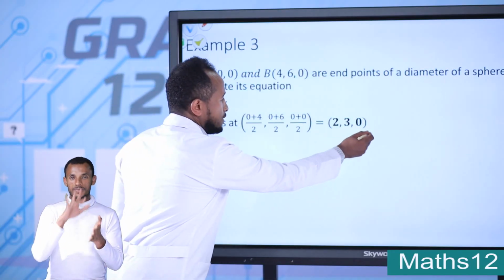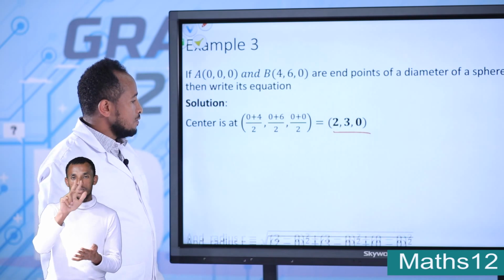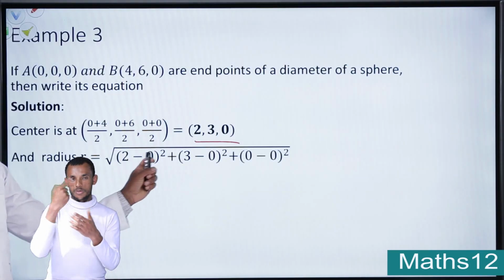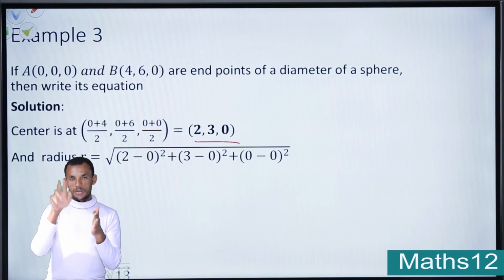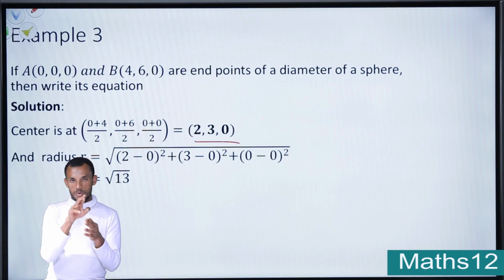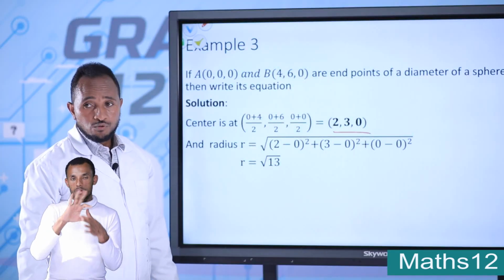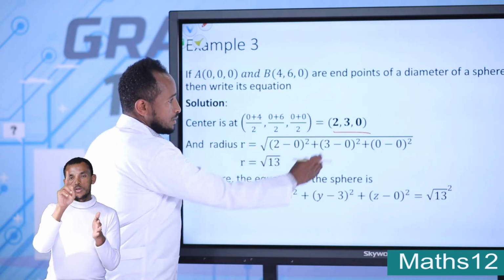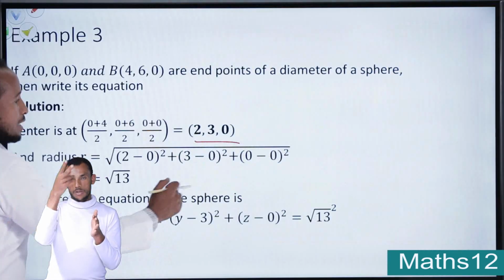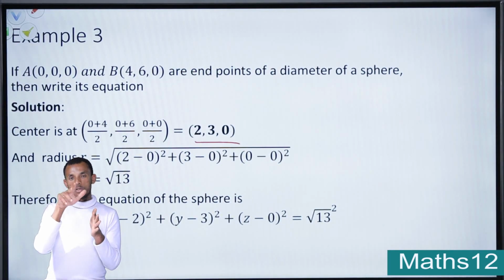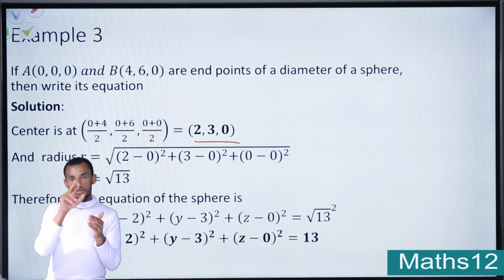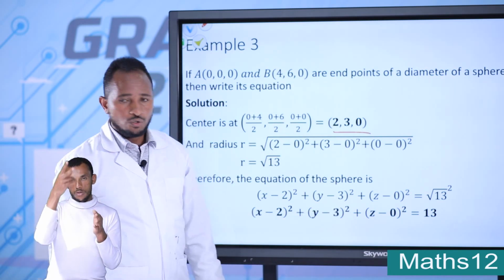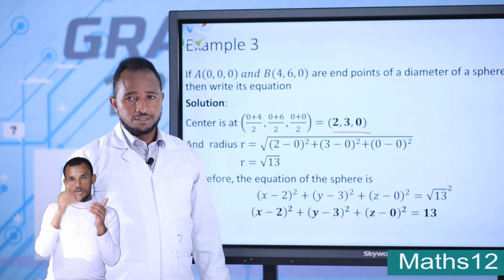Okay, the center is (2, 3, 0), and the radius, applying the distance formula from this point to this one, is simply the square root of (2 minus 0) squared plus (3 minus 0) squared plus (0 minus 0) squared, which gives the square root of 13. So the equation of the sphere is (x minus 2) squared plus (y minus 3) squared plus (z minus 0) squared equals the square root of 13 squared. So this will be (x minus 2) squared plus (y minus 3) squared plus (z minus 0) squared equals 13. So this is the final answer.